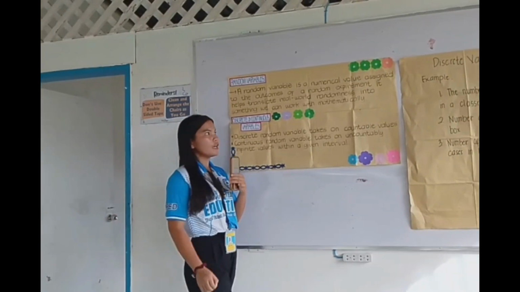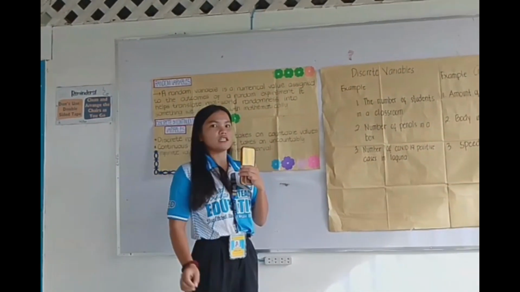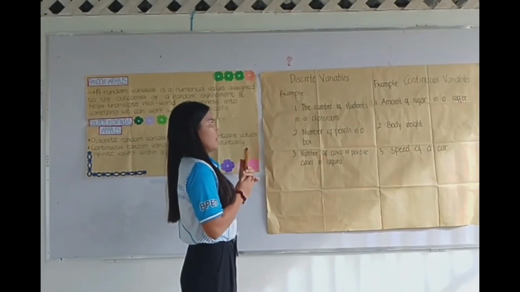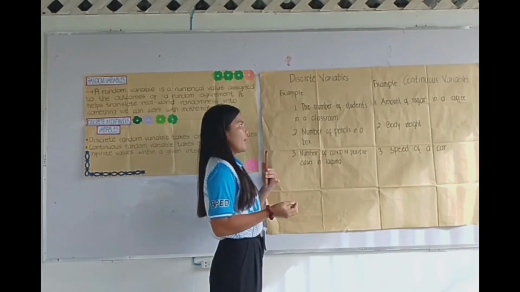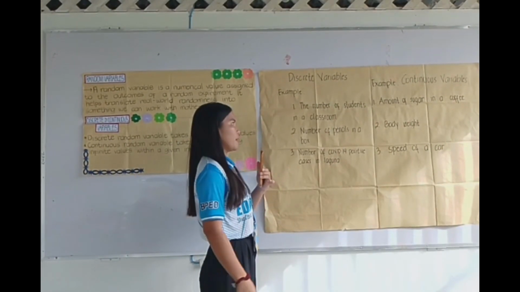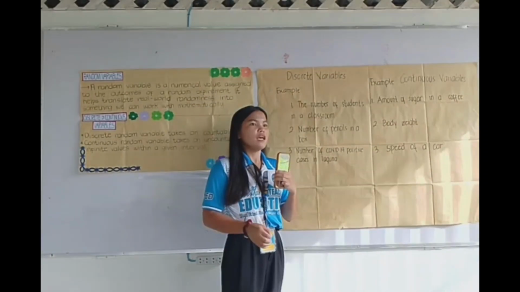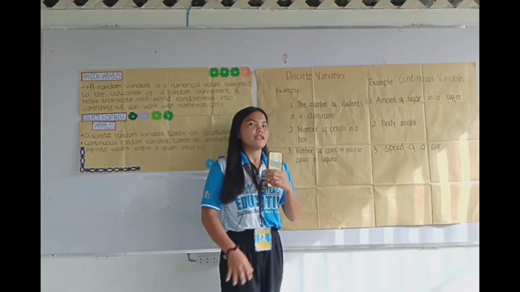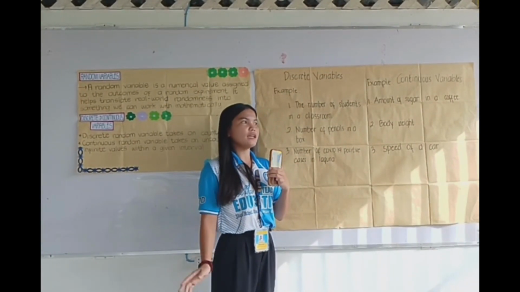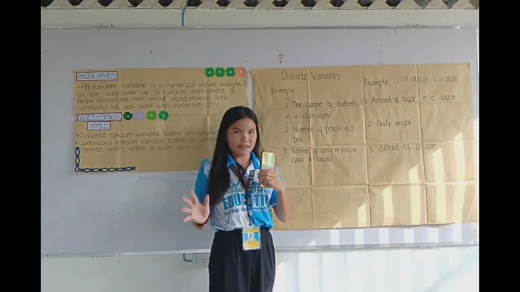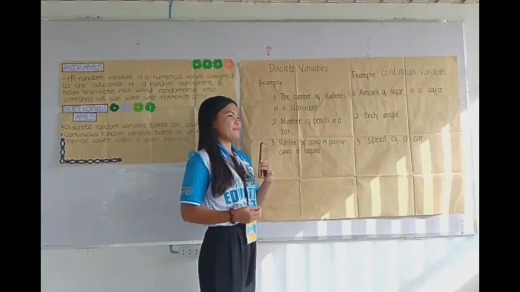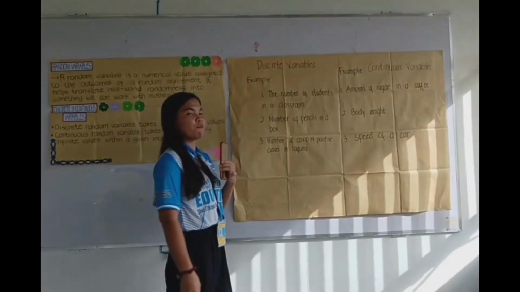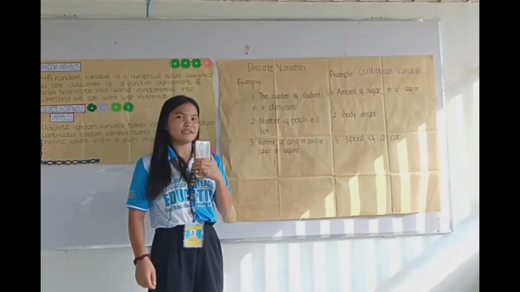So, we have here examples of discrete random variables. First, the number of students in a classroom. So, paano natin malalaman kung ito ay discrete random variable? Alam naman natin na ang students sa loob ng ating classroom ay ating mabibilang. Second, the number of pencils in the box. And lastly, the number of COVID-19 positive cases in Laguna.